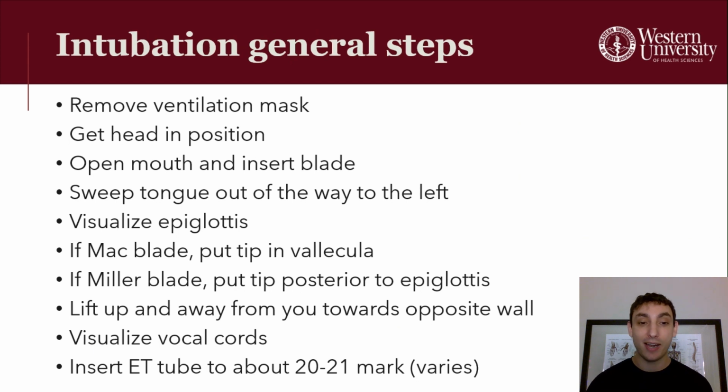You're going to see that epiglottis, and if you're using the Mac, you're going to get it in the tip of the vallecula. In the Miller, you're going to have it posterior and lift everything up. And when you go to lift up, it's very, very important to lift up and away from you towards the opposite wall. So straight up and away. You don't want to turn your wrist at all, even though it's tempting, because you're going to, boom, break the patient's teeth, and you, the patient, and your preceptor are going to all be very unhappy. And then when you visualize the vocal cords, you can put the ET tube in to about the 20, 21 mark. Depends on the tube and the patient.